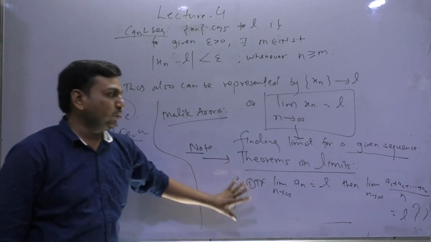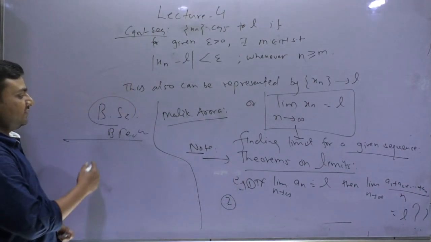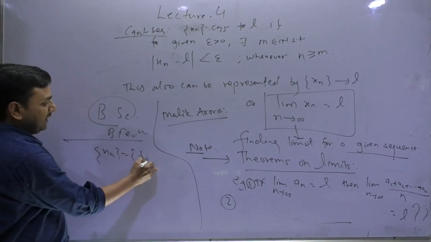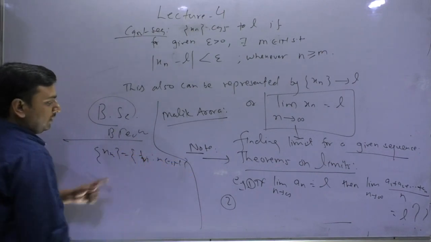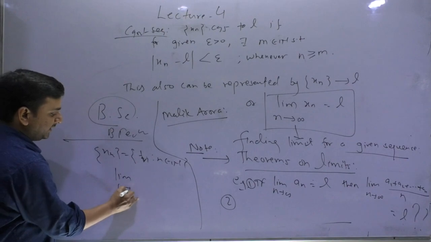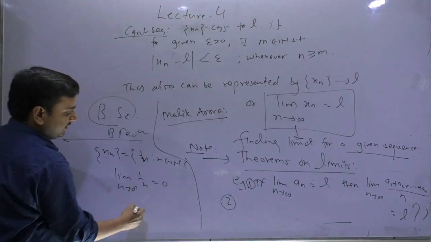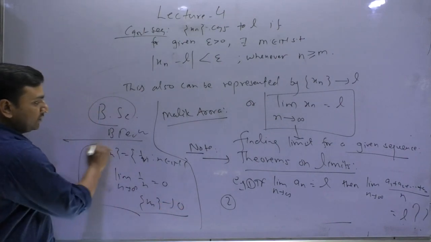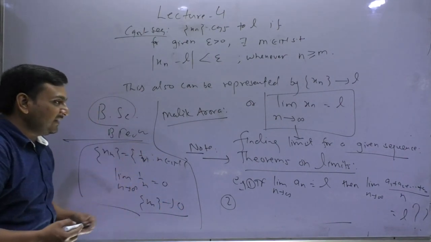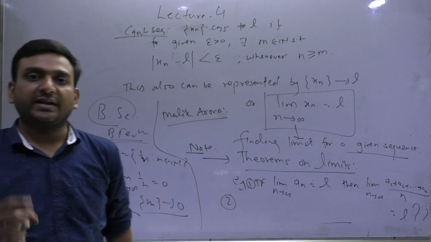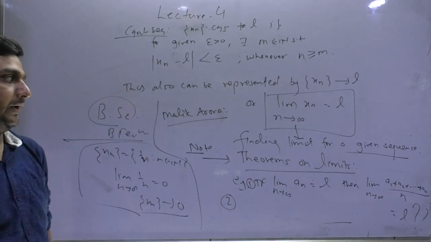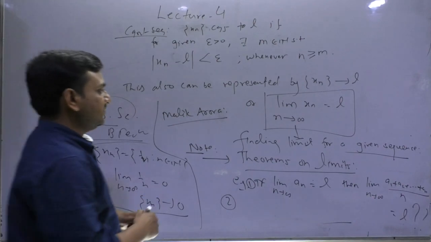And by using these, for example, if the sequence is xn equals 1 by n, n belongs to N, then limit n tends to infinity of 1 by n is 0. So what we can say, the sequence xn converges to 0. By calculating such limits, you can tell whether the sequence is convergent or not. Fine. So this is a task for you.